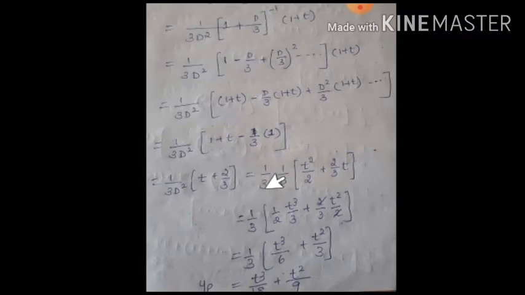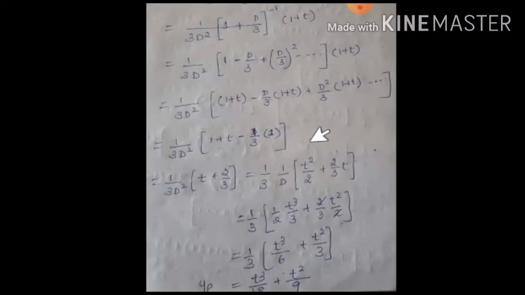1 by 3 as it is constant. One time of the operator I kept as it is. Now, another time of the integration I am doing. So integration of t is t square by 2. Integration of constant is constant into t. Yes, 2 by 3 into t.